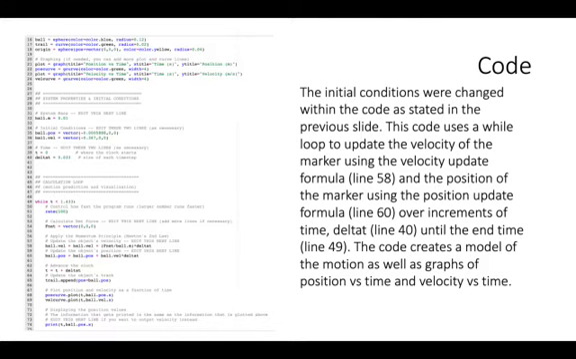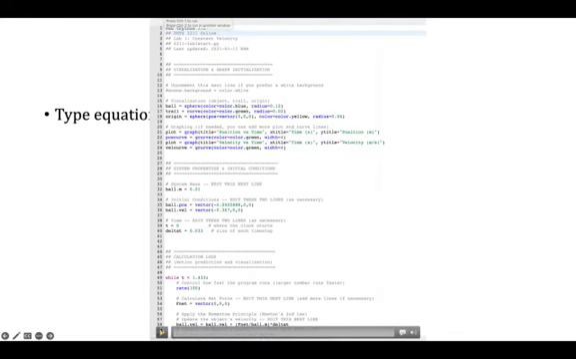This code again uses a while loop to update the velocity of the marker using the velocity update formula and the position of the marker using the position update formula over increments of time, delta t, until the end time. The code creates a model of the position as well as graphs of position versus time and velocity versus time. When the code runs, here's what it does.